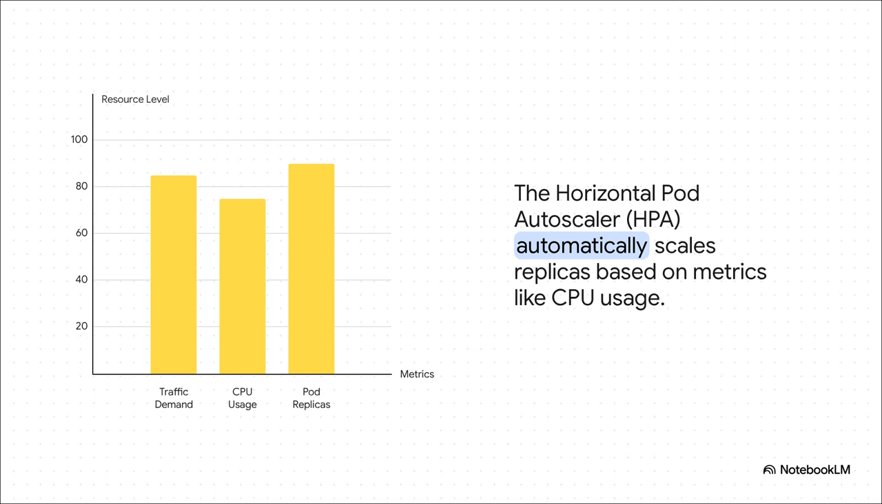It's constantly watching metrics, like CPU usage, and the second a traffic surge hits, bam, it spins up more copies of your application to handle the load. And just as important, when that traffic dies down, it scales back down automatically. That is what cloud elasticity is all about.